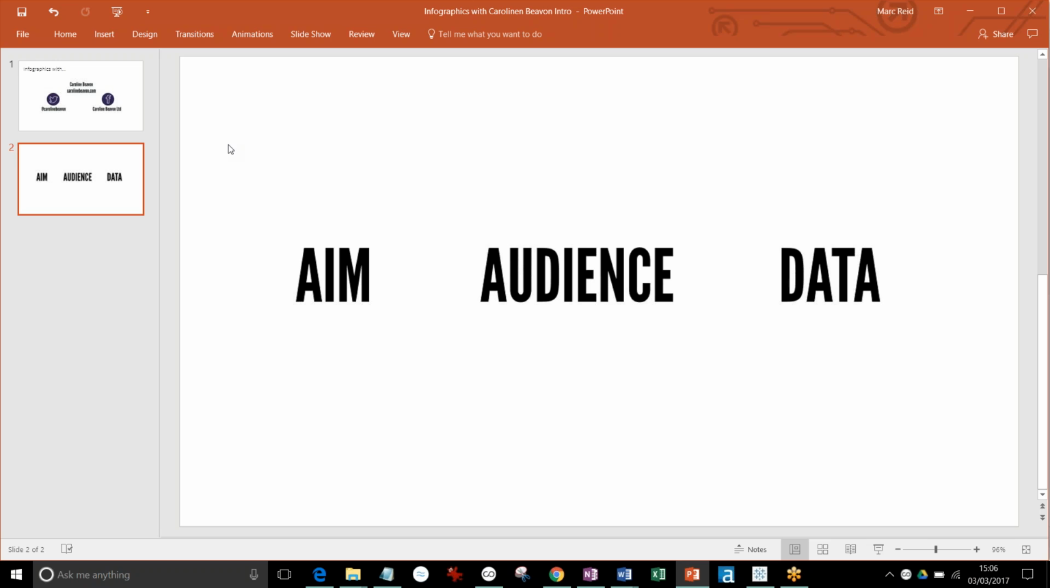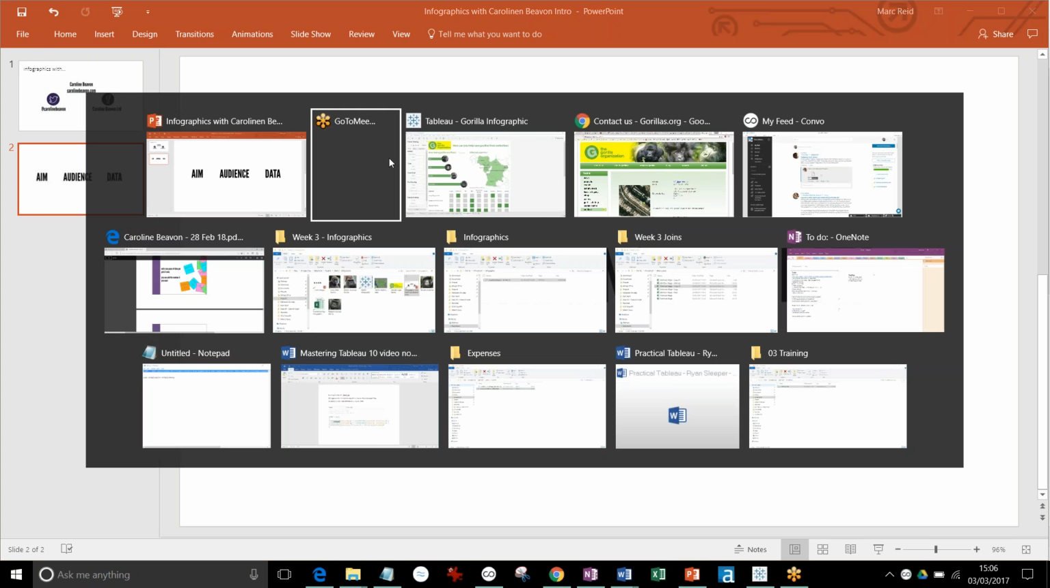So the next one was around audience. So who are we talking to? Is it internal people in the company, or is it external, like the general public? Could it be adults? Could be children? Customers or staff? So just to think about who's the actual audience of the infographic and who are we communicating to. And then data was really around, okay, what data do we have? Is it a small amount of data, key large figures, or is it large data sets? So that's really just a quick intro on that.